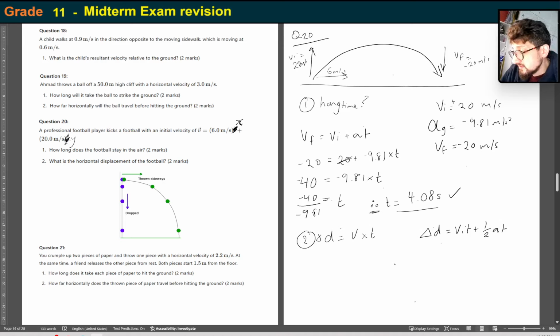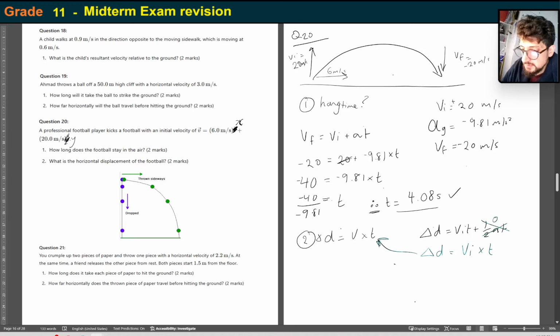So delta d is equal to v_i t plus half a t squared. But remember, there's no acceleration. Because the acceleration is 0, this whole thing becomes 0. And so delta d is equal to v_i times t, which is the same as this, because the v doesn't change.